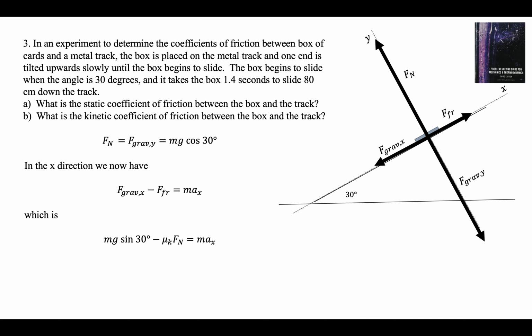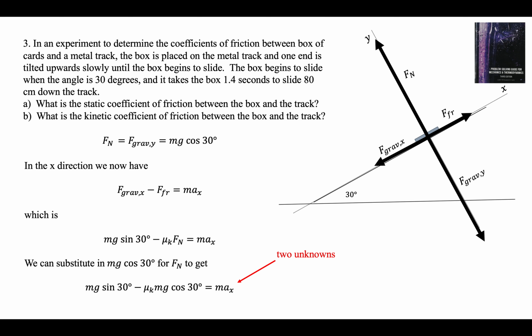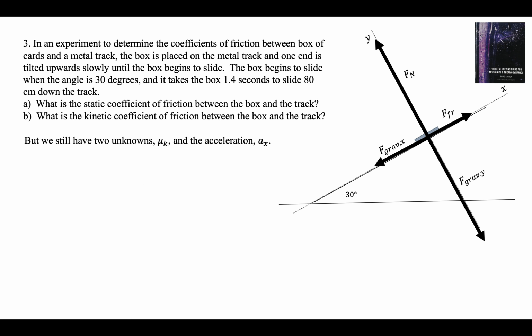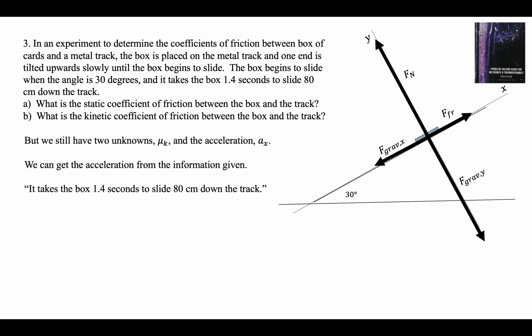F gravity sub x is mg sine 30. The frictional force is mu kinetic Fn. We can substitute mg cosine 30 for Fn, that's the equation in the y direction, and we can get this. But we have two unknowns, a sub x and mu sub k. We need another equation. We can get that from the information given.